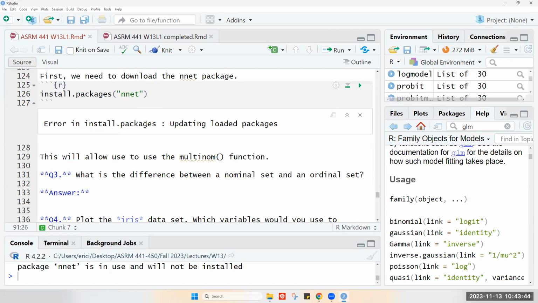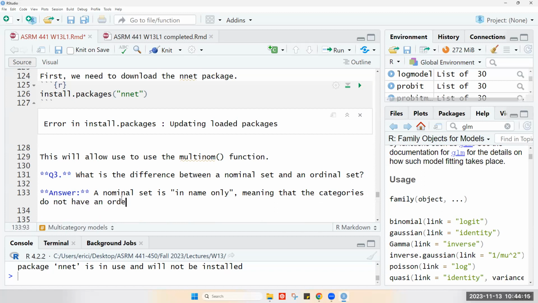And this will allow us to run the multinomial function. Before we do that, I want to make sure that we all understand what's going on here. What is the difference between a nominal set and an ordinal set? A nominal set is in name only, meaning that the categories do not have an order. An ordinal set has a natural ordering.